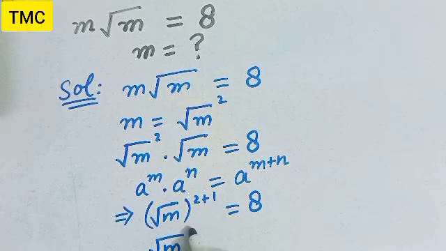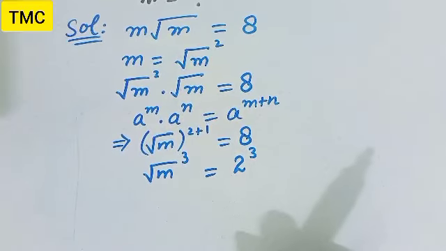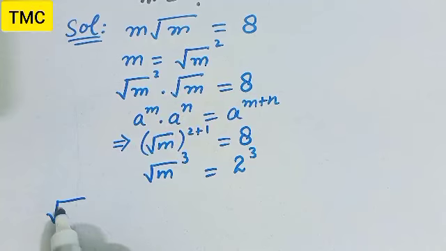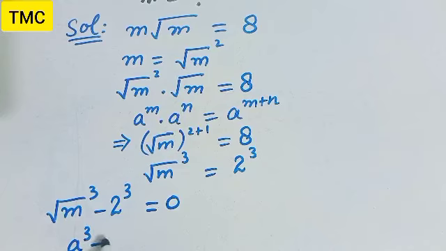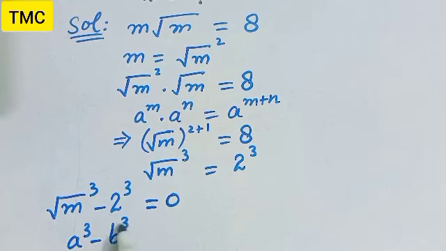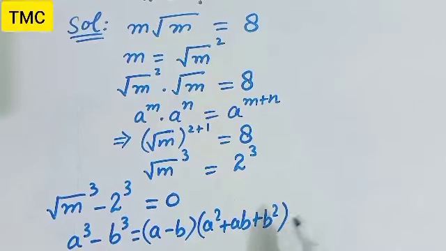Square root m power 2 plus 1 equals 3, equals 8, and 8 can be written as 2 cube, because if 2 is multiplied 3 times we will get 8. Now we can write it as square root m cube minus 2 cube, shifting 2 cube to the left side, equals 0. Here we have an algebraic formula, that is a cube minus b cube equals a minus b into a square plus ab plus b square.